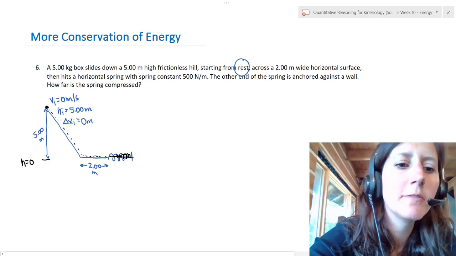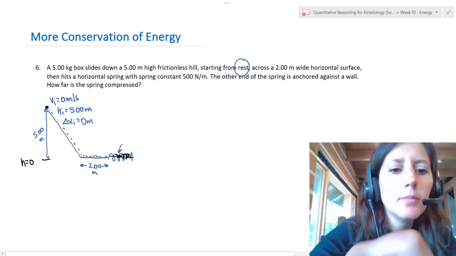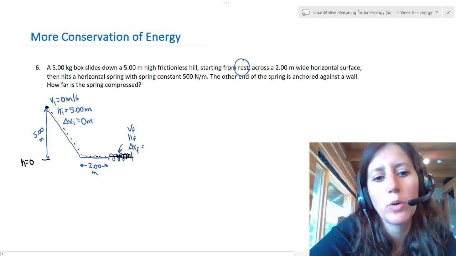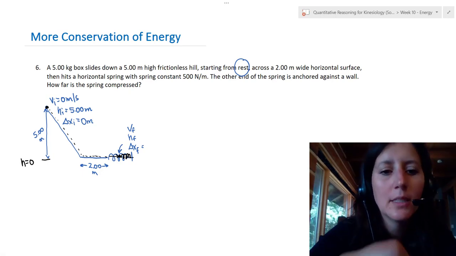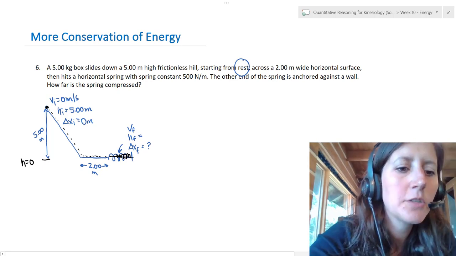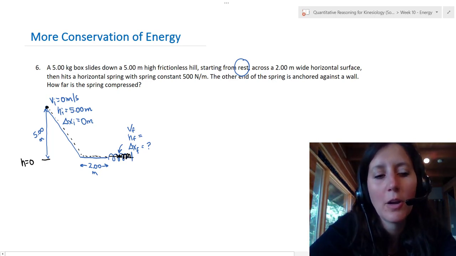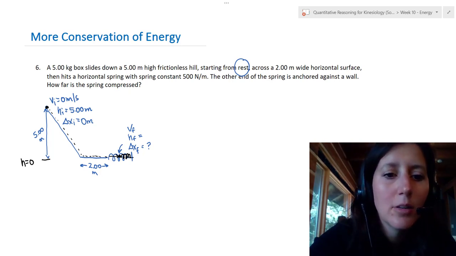Okay, so let's move on to final, when the box is over here and it has compressed the spring. So V final, H final, and delta x final. Well, delta x final is what we're looking for. The question is asking how far is the spring compressed? So that's our question mark. H final is the final height of that box. We defined the reference height at the bottom of the diagram, so the height there is 0 meters.